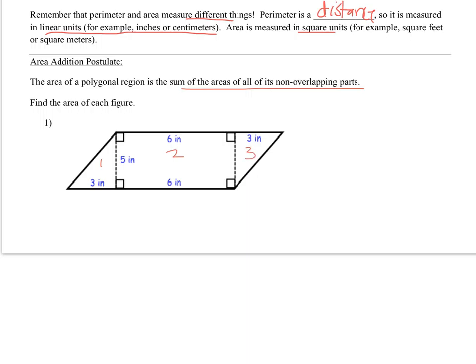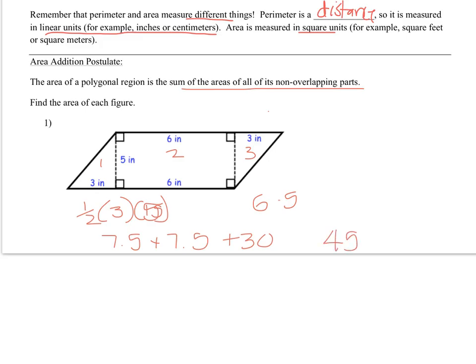So finding the area of that figure, we could do the triangle, 1/2 the base times the height. Oops, the height is 5. So 1/2 of 15, the first one is 7.5. The other triangle, number 3, is also going to be 7.5. And then the rectangle is just base times height, 6 times 5, or 30. So that's 15 plus 30, 45. And since we're finding area, it's going to be inches squared.